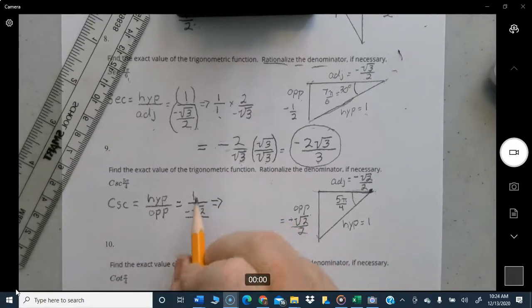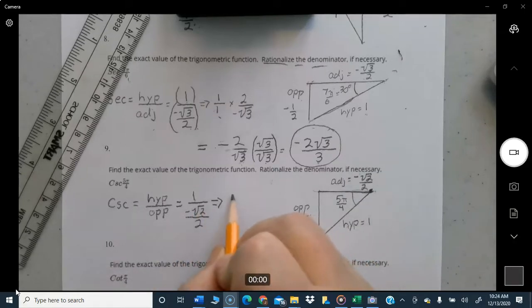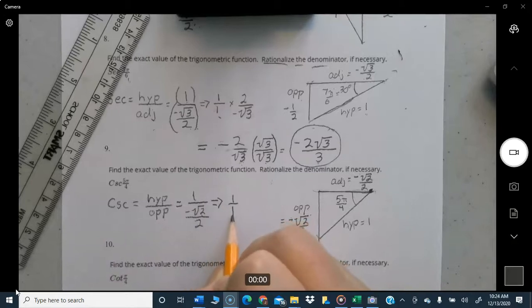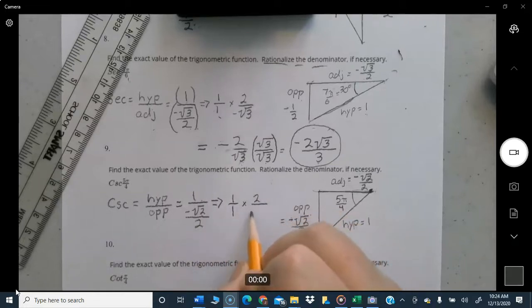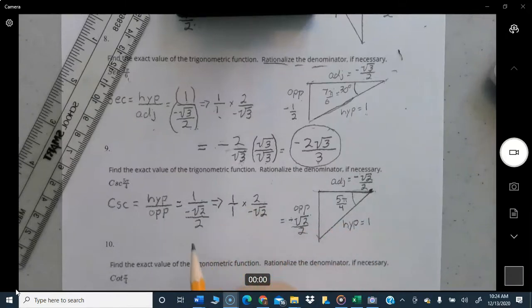And now you're going to flip the bottom and multiply. Again, you can turn that into a fraction if you want to have a fraction. So 1 over 1, that's the fraction form of that. Times, you don't have to do that. And you flip this one. Okay, nothing cancels here, so it's 1 times 2 is 2.